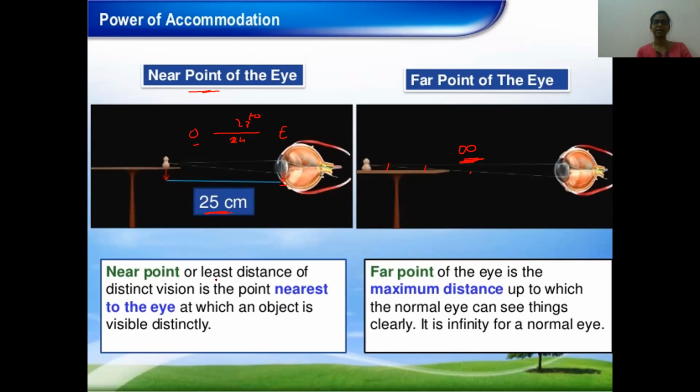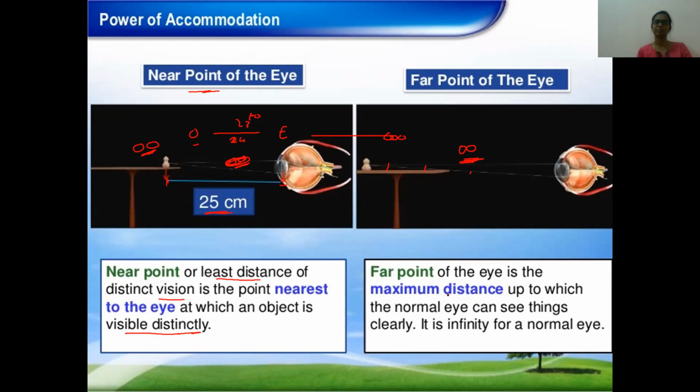Near point means the least distance of distinct vision, the point nearest to the eye at which an object is visible distinctly. Distinctly means that, suppose here two balls are there, and we cannot distinguish them if they are less than 25 centimeters away. If it is more than 25, then we can distinguish that two balls are there, or else we view them combined as one ball. Here also, up to infinity we can see.